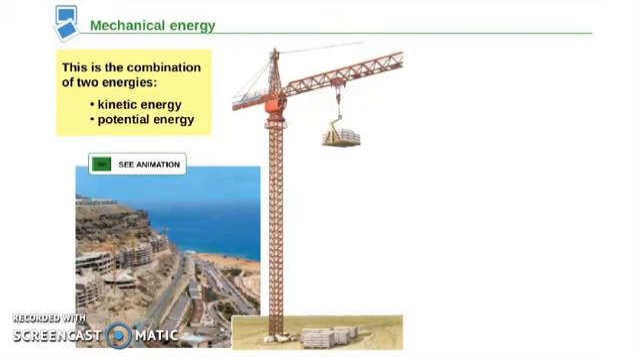Mechanical energy. Mechanical energy is the combination of two energies, kinetic energy and potential energy. Kinetic energy is the energy related to movement, and potential energy is the energy associated with the height of an object from the ground.